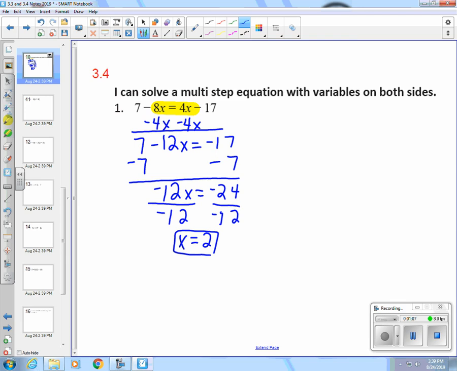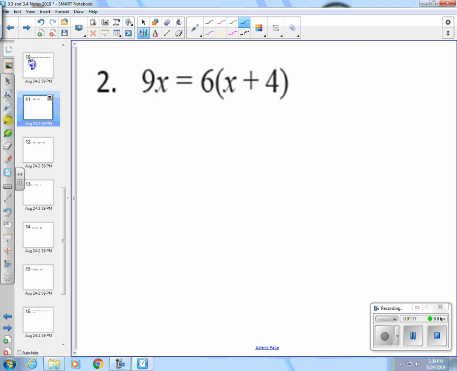If you had started moving the constants first, that's fine, and then move the variables, it does not matter which one. I think on the next problem, I'll move things along the way, probably different than this one.